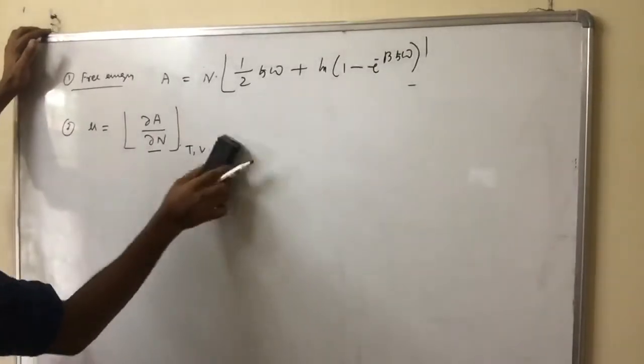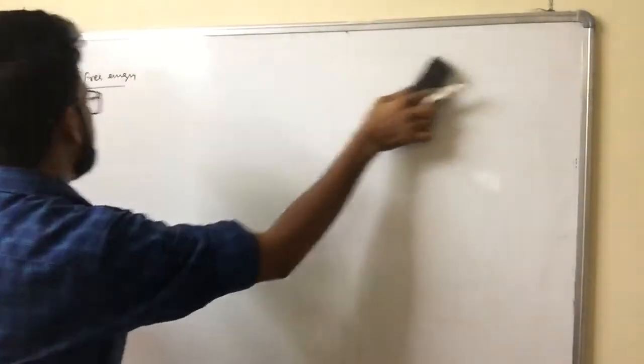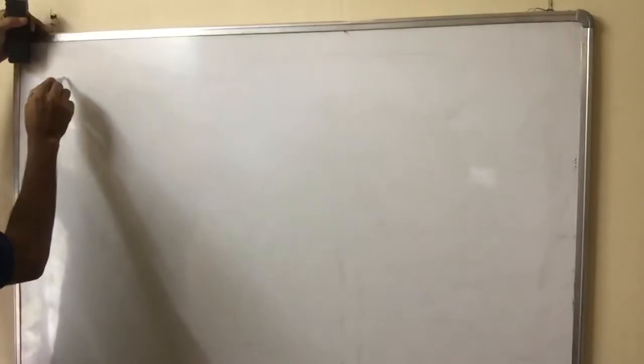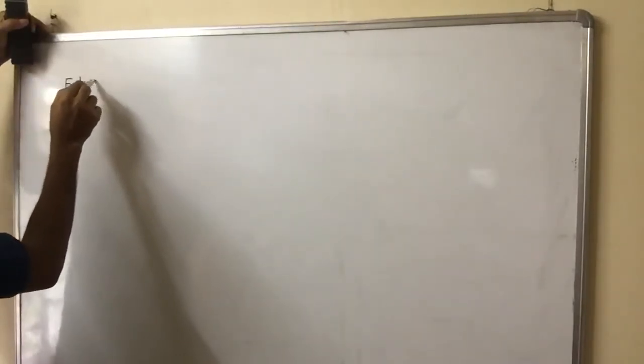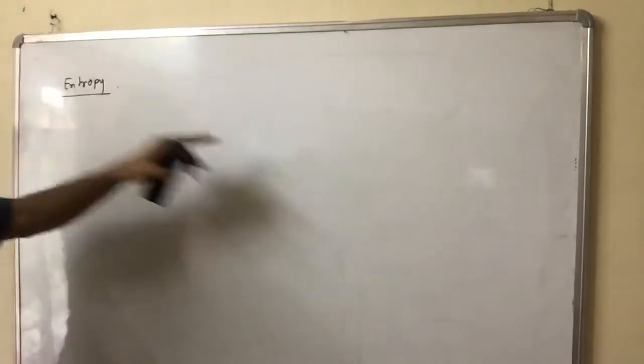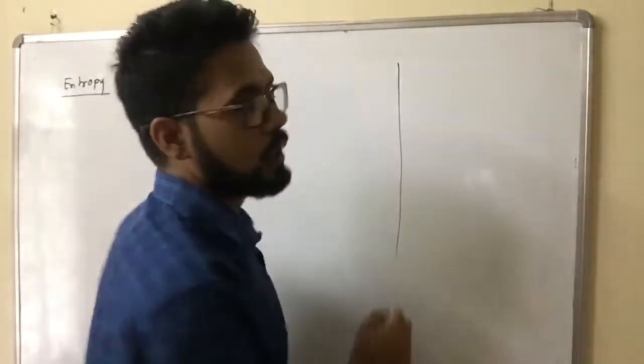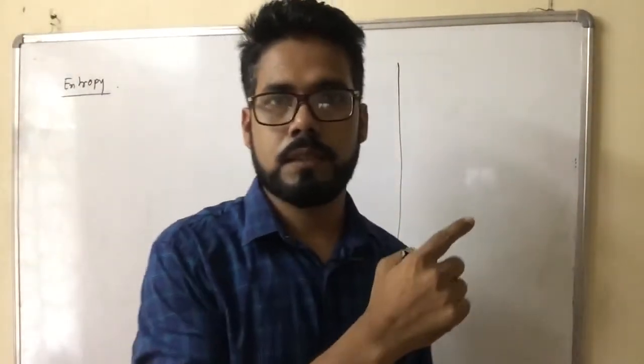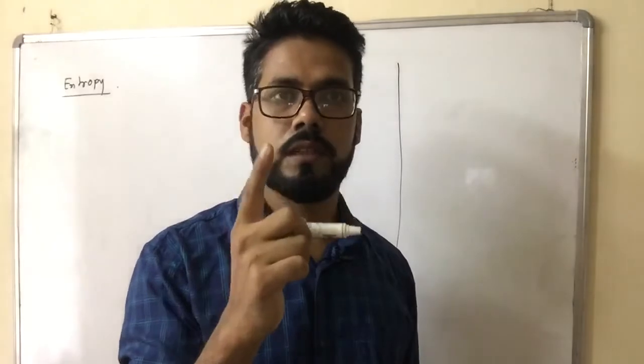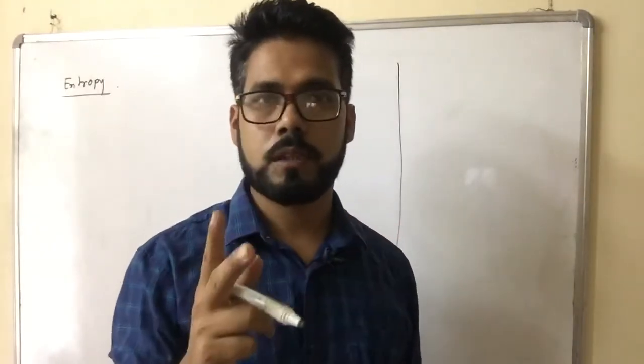So chemical potential I have already calculated. Now the third term we have to calculate is entropy. What is the formula of entropy? I am repeating this equation every time because there are two relations from which you can calculate all thermodynamical parameters.